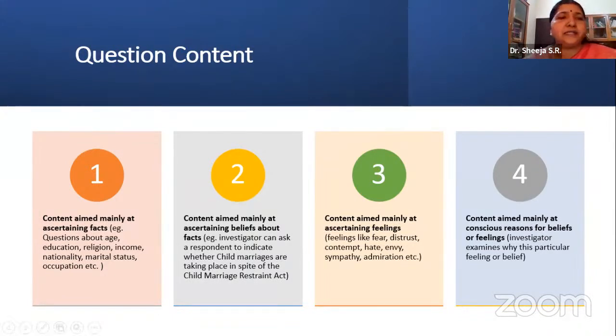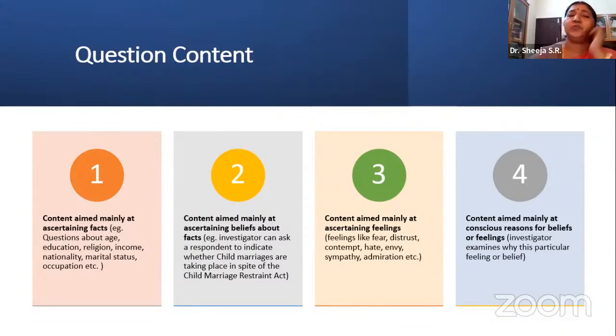Then question content. We can classify the questions into different types depending upon the content. First is questions aimed mainly at ascertaining facts. In certain questions, we'll be asking about the age of the respondent, educational qualification, religion, income, nationality, occupation. Here, the questions are aimed mainly at ascertaining facts. We are trying to elicit information regarding certain facts.